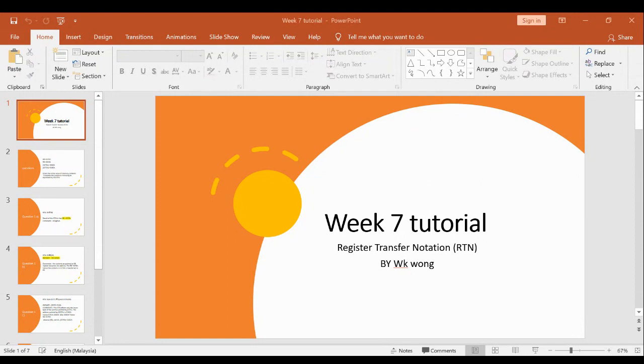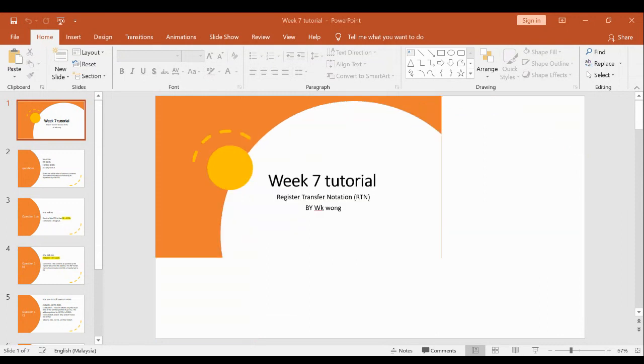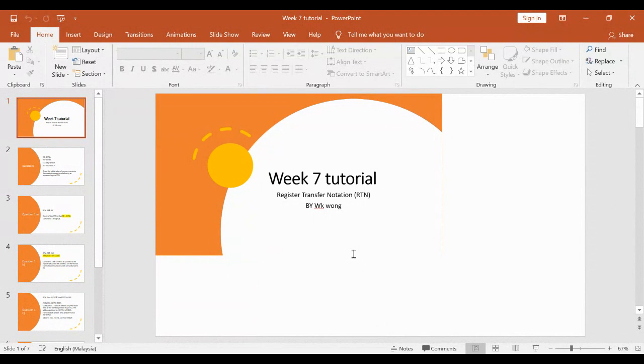We're just going to discuss the register transfer notation and how it affects the register. So as I discussed yesterday, the register transfer notation is basically a type of expression. It's an expression to express the program that you're going to write, what happens to the program. All right, so we'll get straight to it.